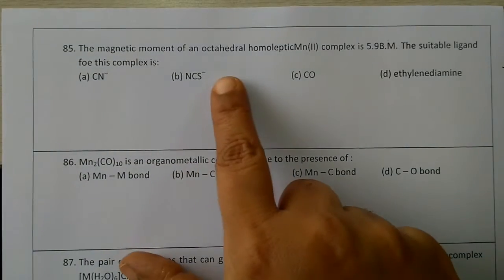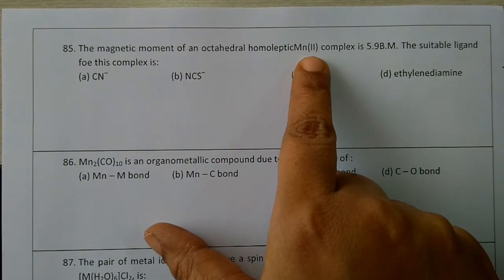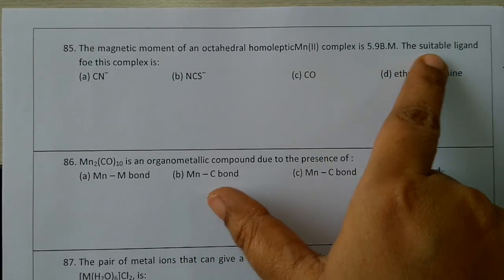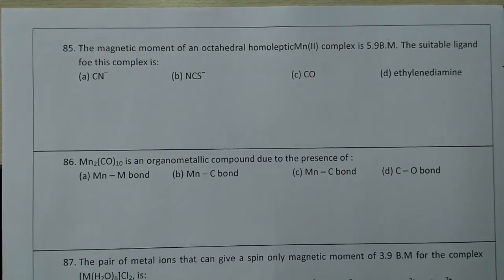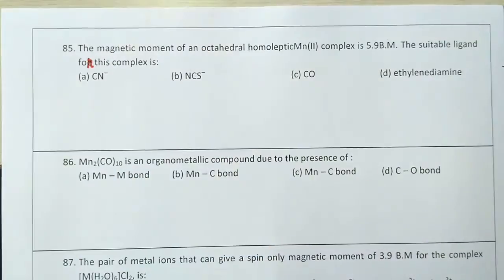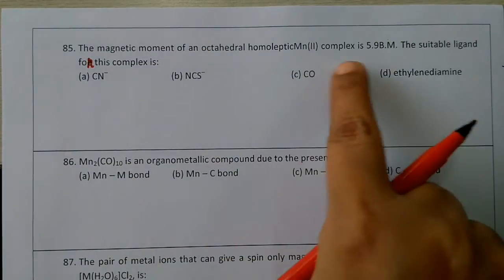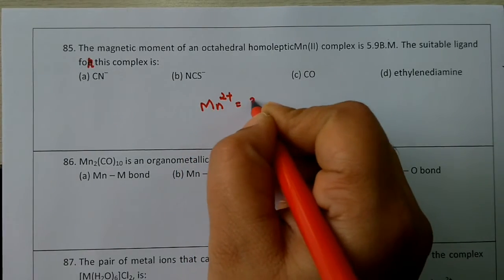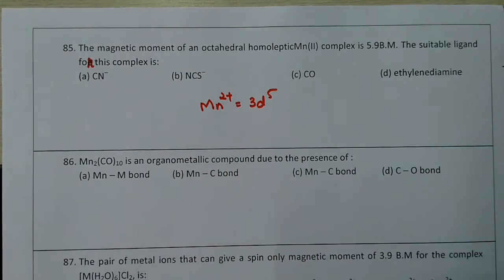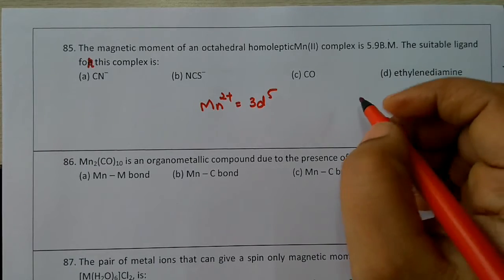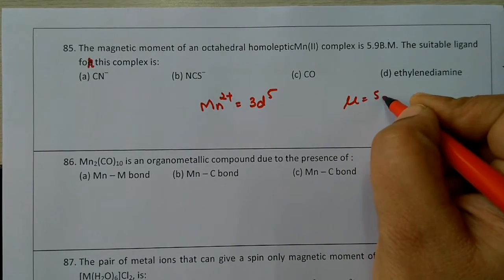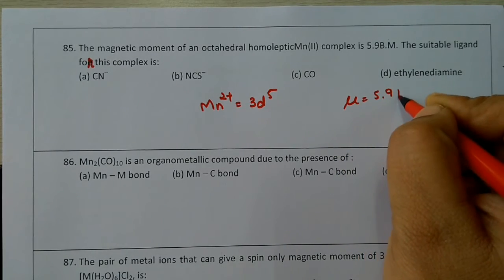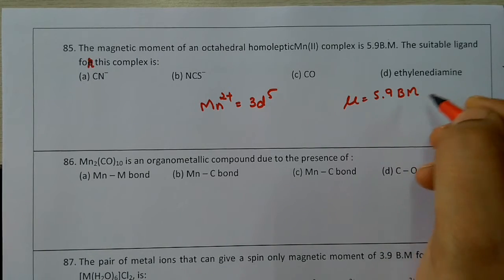The magnetic moment of an octahedral Mn2+ complex is 5.9 Bohr magneton. The suitable ligand for this complex is... Mn2+ is there. So if it is Mn2+, the outer electronic configuration will be 3d5. The mu value given is 5.9 Bohr magneton.